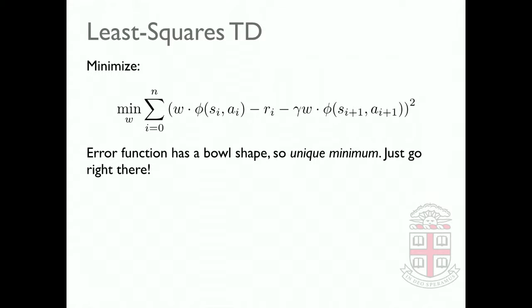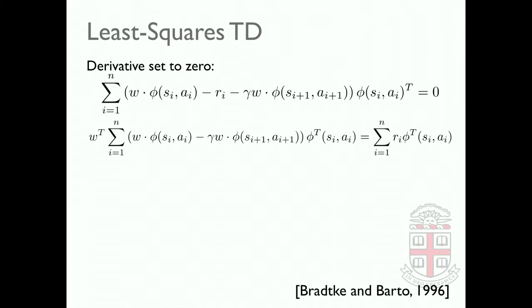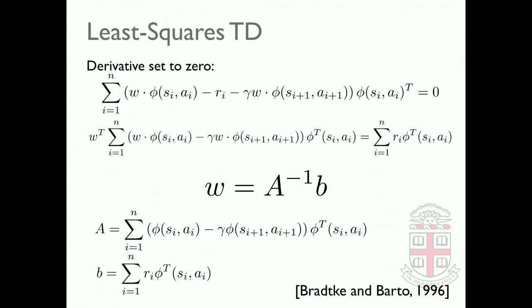So if we take our objective function and we notice that this error has a bowl shape, it's a quadratic error, so it's got only one minimum, and we just take its derivative and set it to 0, then we can solve the thing. So if we take the derivative of that, this is the TD error, this is some extra stuff, and we set it to 0, and then we pull W outside, we get this slightly ugly equation. Don't worry about it. The point is it can be written like this.